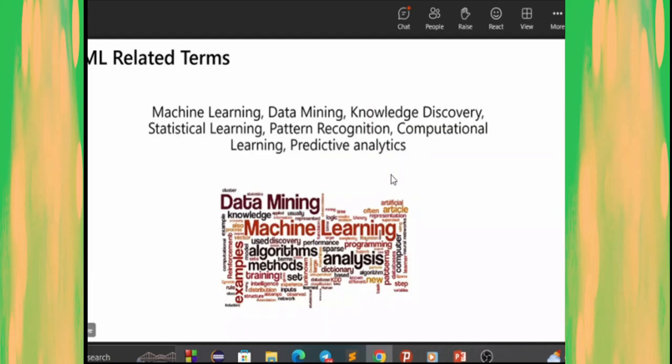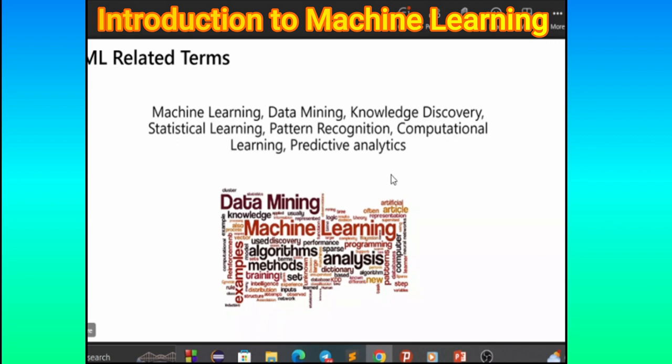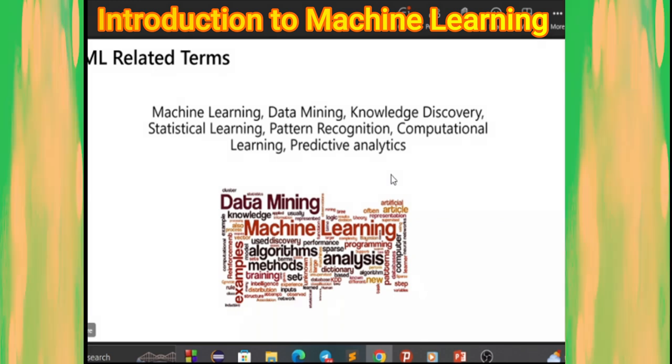Data mining, knowledge discovery, machine learning, algorithms, methods, examples. All these are different terms, or this is a word cloud where you can just relate to machine learning, like data mining, knowledge discovery, statistical learning, pattern recognition, computational learning, and predictive analytics. So these are in a way related to machine learning terms.